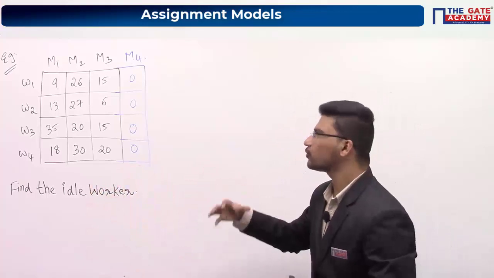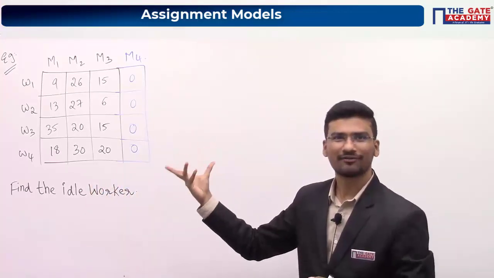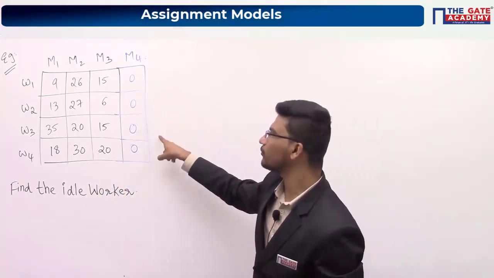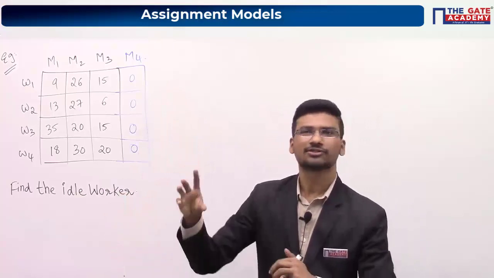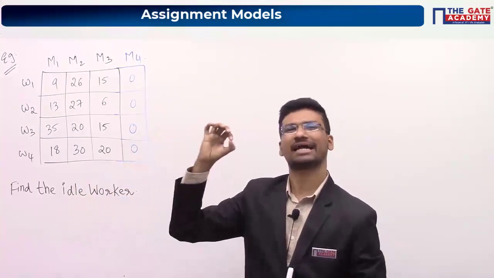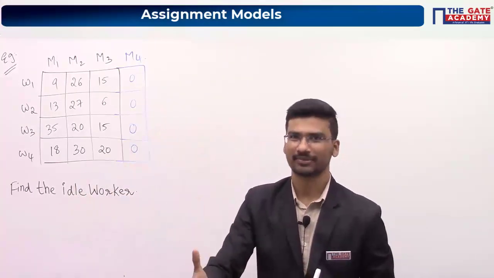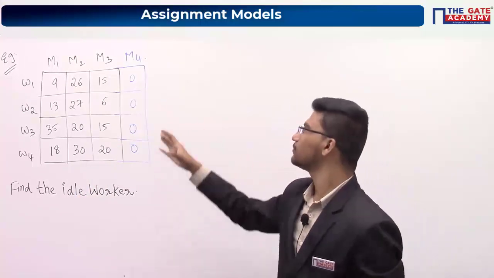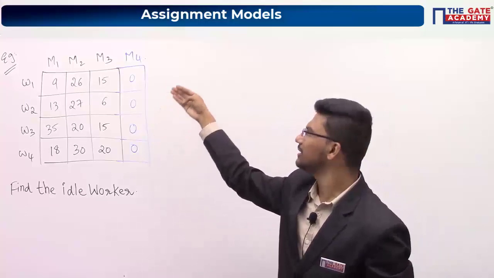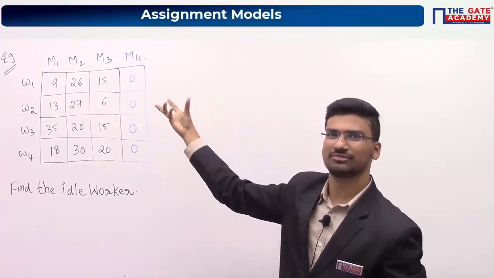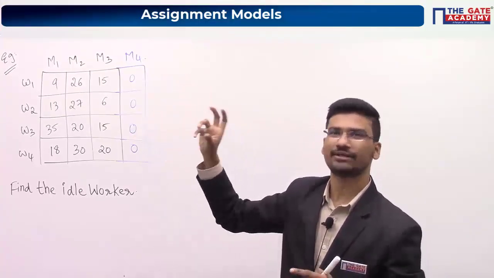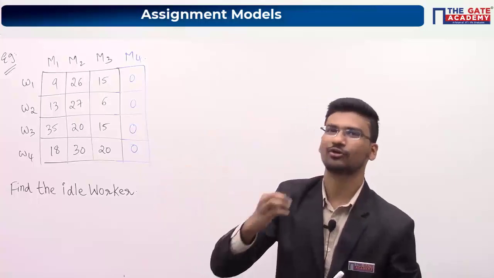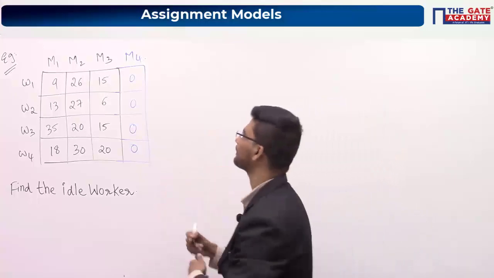Do we have to do row reduction here? Not required, because in each and every row we already have a 0. So no need to do row reduction. Directly you can go for column reduction. In the exam also you should think smartly like this. Look at this particular matrix. In each and every row we have zeros, so no need to do any row reduction. Directly you can go for column reduction.